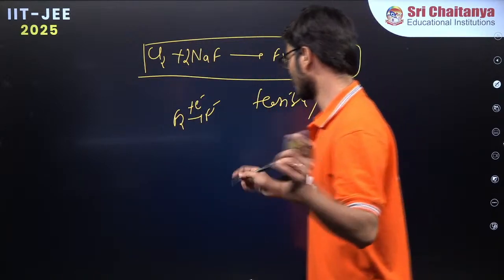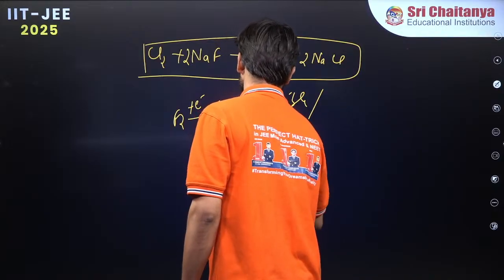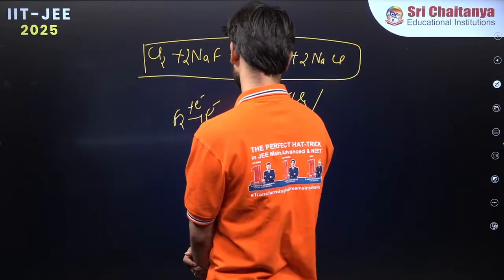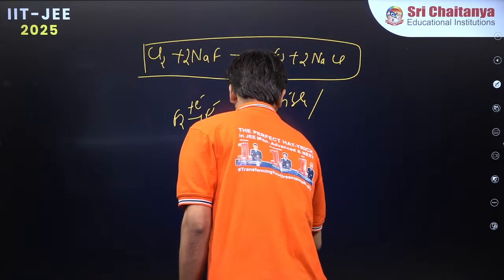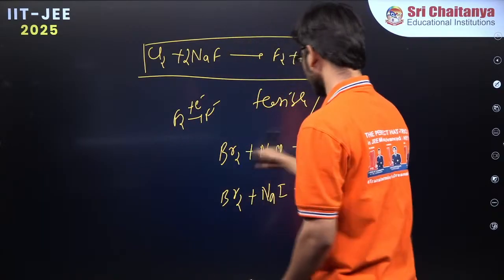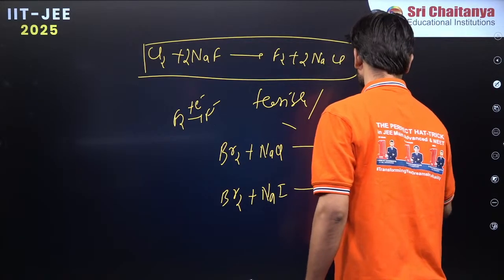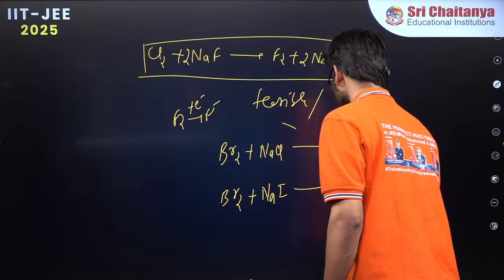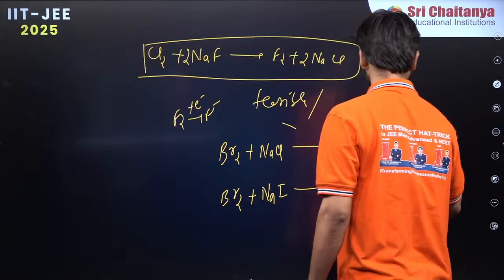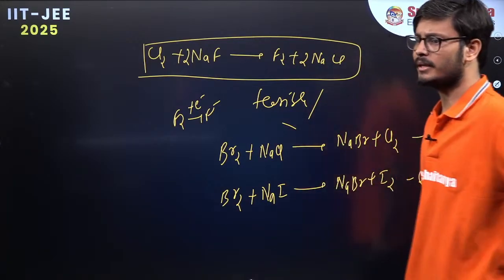I'll ask one more question and I'll close the class. So let us say we are having Br2 plus NaCl. And then we are having NaI plus Br2. Now the question is, in this case, what should be the product? NaBr plus Cl2. And in the other case, the product should be NaBr plus I2. Let us call this reaction 1 and reaction 2. Tell me which one is feasible and which one is non-feasible. Give me the answer, let us close the class.